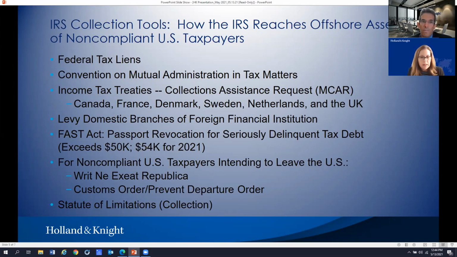So one of the main collection tools, for domestic or offshore assets, is the federal tax lien. A tax lien is a government's legal claim against a taxpayer's property. So how it works, the IRS assesses the liability. Within 60 days, they send the taxpayer a bill. That's going to be your notice and demand for payment. If the taxpayer fails to pay, then the IRS can file the notice of federal tax lien, and that alerts creditors that the IRS has an interest in the taxpayer's property.